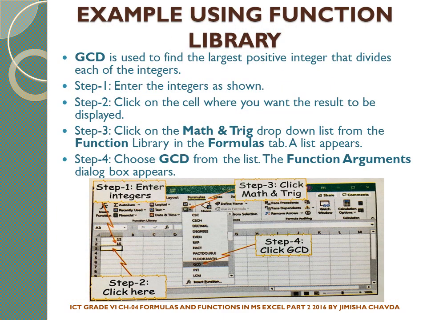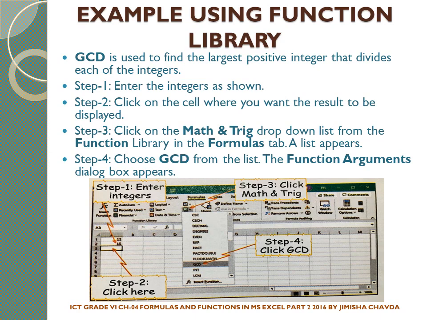Example using function library. Let us take an example and understand the usage of function library. We are going to talk about calculating GCD. GCD is used to find the largest positive integer that divides each of the integers. To do this, you have to follow the given steps. Step 1. Enter the integers as shown. Step 2. Click on the cell where you want the result to be displayed. Step 3. Click on the Math and Trig drop-down list from the function library in the Formulas tab.